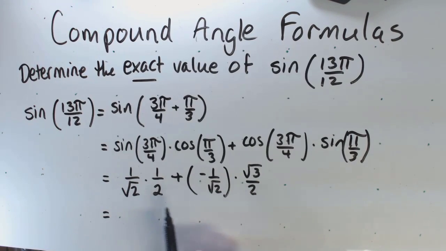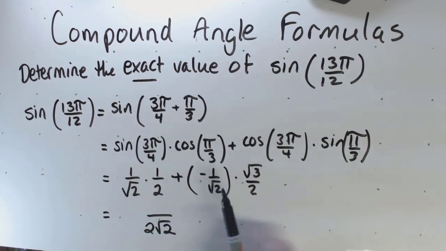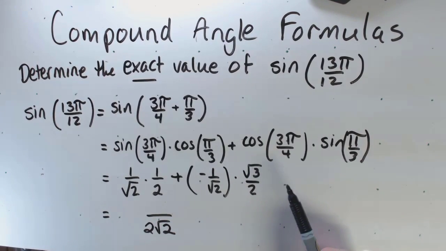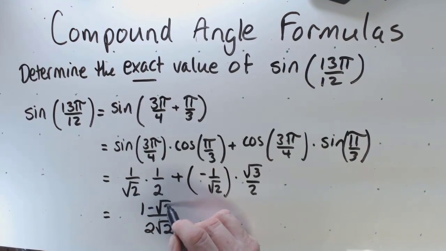Common denominator of 2 root 2. Isn't that lucky? And now I just have to add up my tops. 1 minus the square root of 3.